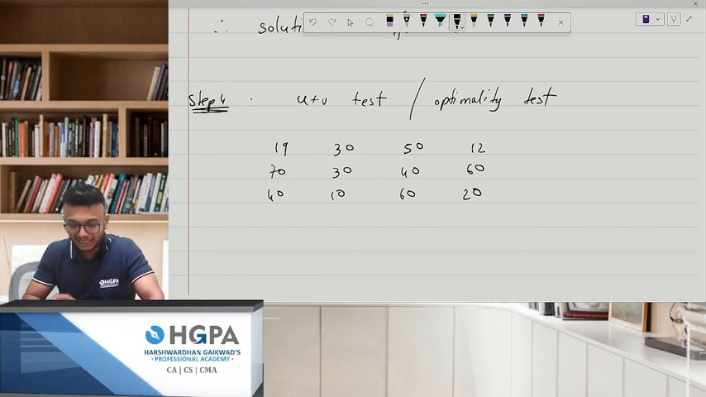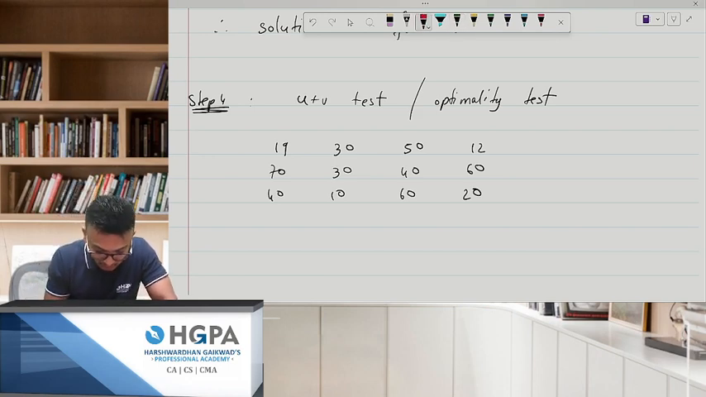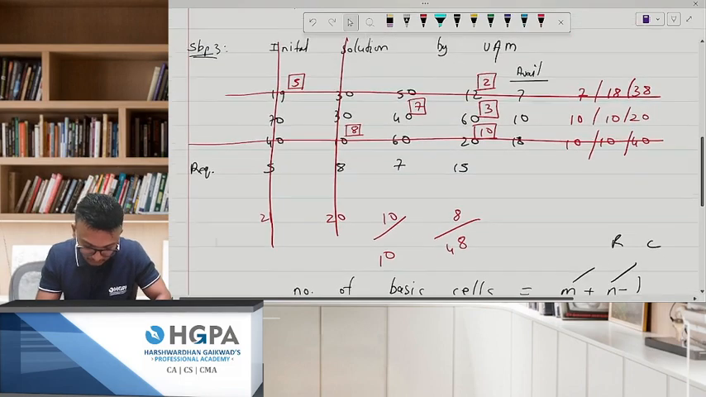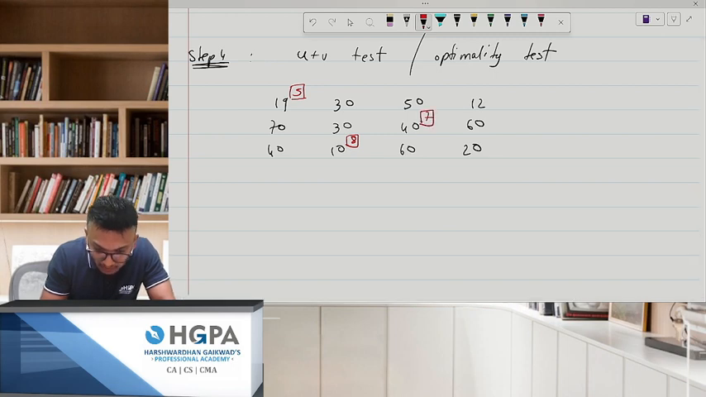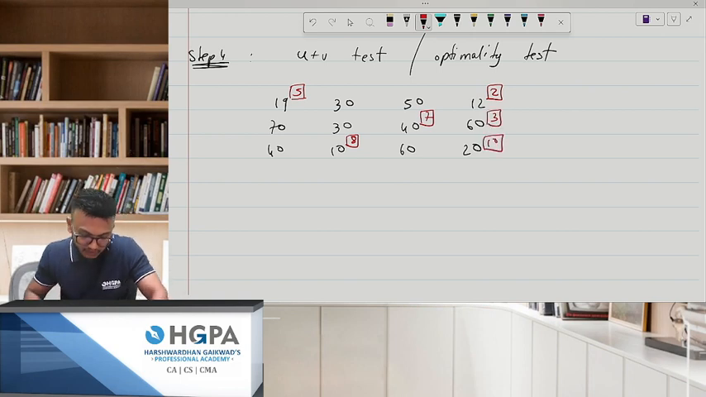Okay. Now you also have to write down the basic cells, wherever you have put in. Just put over here. How much was this? 5. Next, how much was this? 8. This was 8. Next, here 7. Next, here it was 2. Next, it was 3. And this was 10. I hope this is right. 3, 4, 5, 6. Okay.